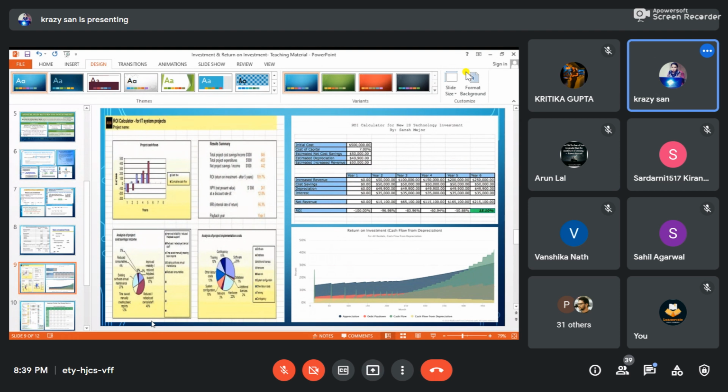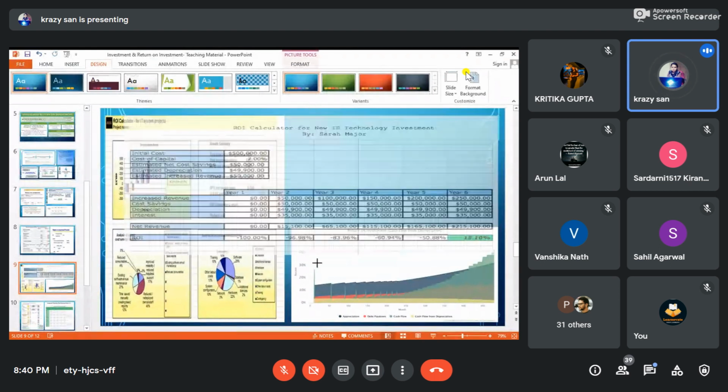Now, these charts and summaries are done with the help of software. There are SAP, ERP, and financial software, and even accounting software also helps you calculate it. So let's see in the Excel sheet how ROI is calculated for different years.